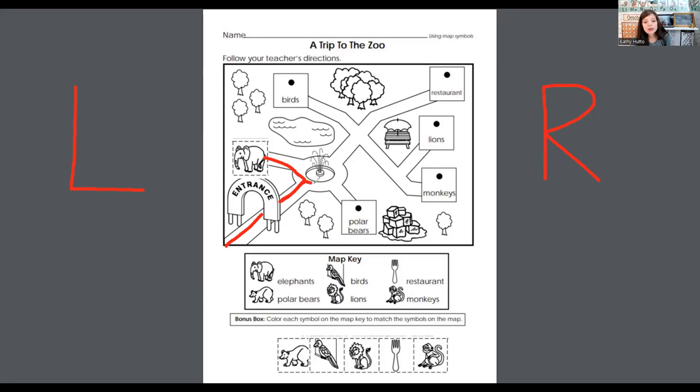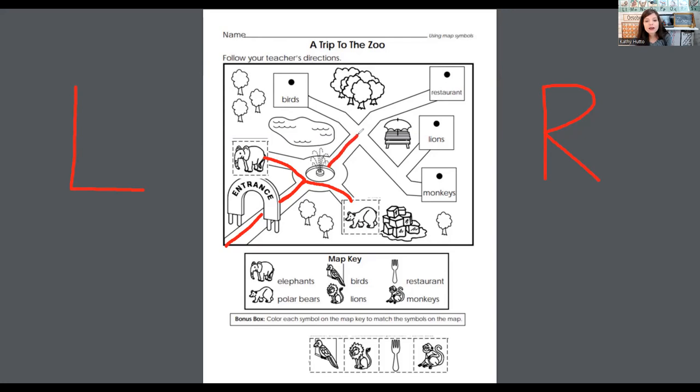And this time I'm going to go to the right. To the right, I can see the polar bears. So I'll glue my polar bear right here. You can also see some ice cubes. Polar bears like it where it's nice and cold and icy. Okay, I'm going back to the fountain and just continue down the road.